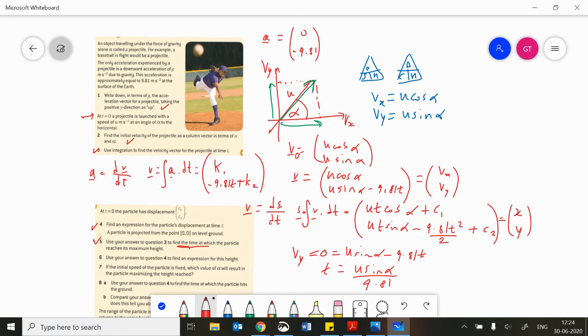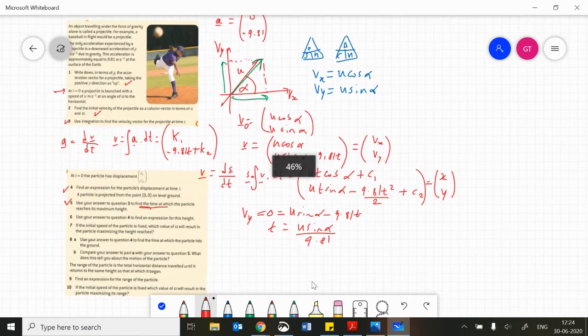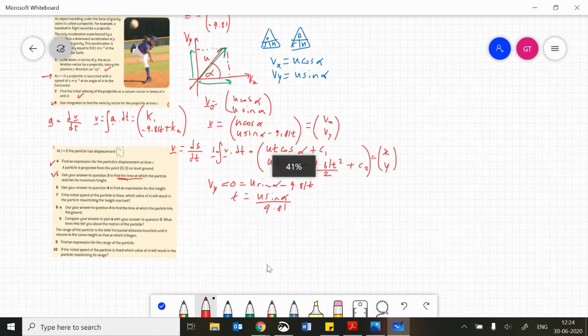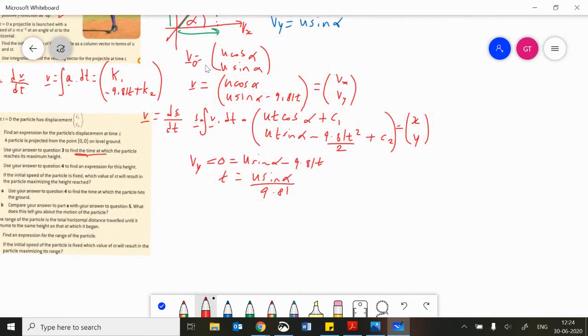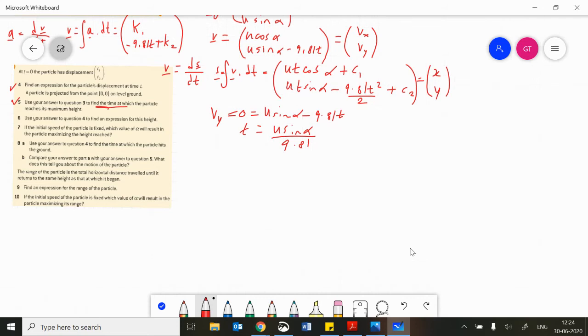Question 6. Okay, so let's just zoom out again, and let's see if we can zoom in here, give myself a bit of space. Okay, so for question 6, it says use the answer to question 4 to find the expression for this height. So an expression for this height, the height when we're at the top, the maximum height in this case.